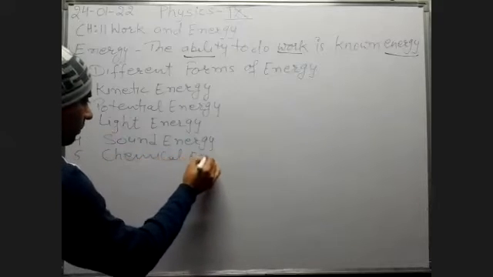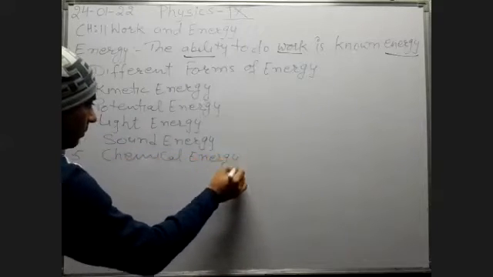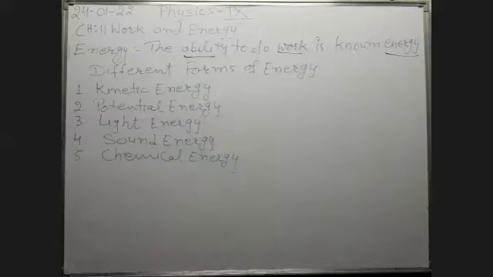Chemical energy. These are some different forms of energy. But first two types, kinetic and potential. इनको हम डिटेल में पढ़ेंगे, इनको फॉर्मुलेट भी करेंगे, एक्सप्रेशन भी डराइव करेंगे. Rest of the energy, just have to remember their names.